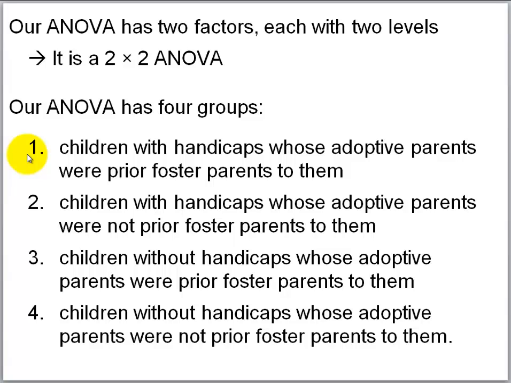Children with handicaps whose adoptive parents were prior foster parents. Children with handicaps whose adoptive parents were not prior foster parents. Children without handicaps whose adoptive parents were prior foster parents. And finally, children without handicaps whose adoptive parents were not prior foster parents.